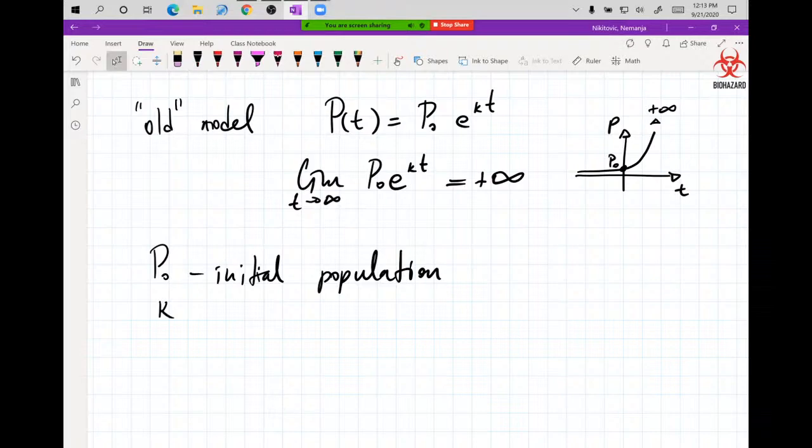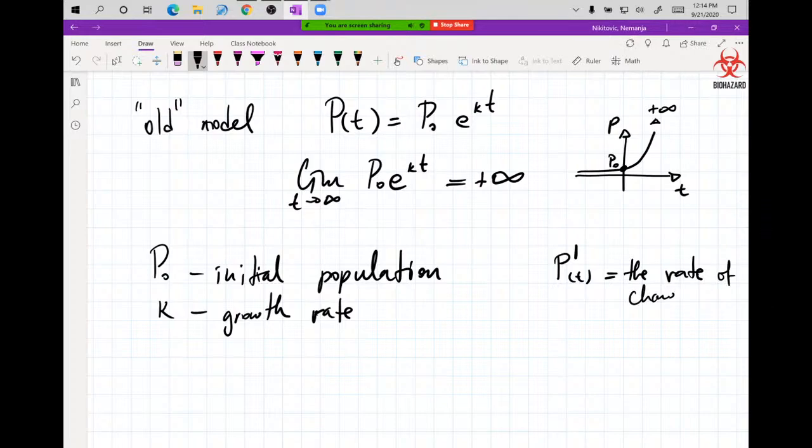Now, the constant k is the growth rate. And P prime of t would be the rate of change, which is a basic calc 1 derivative, the rate of change of population in time. So you can write your differential equation as P prime equals kP.